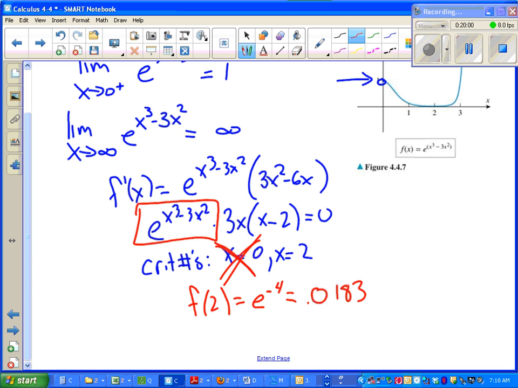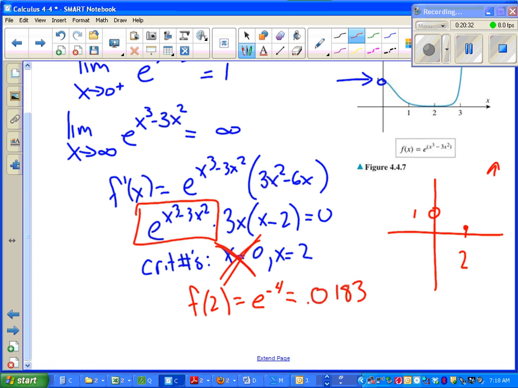And I plug in my x equals 2. I get 0.0183. Going back to what I know about this graph, I have an open circle at 1 and an up arrow on the right. I just found out that at x equals 2, I get a number smaller than 1 on my graph. Therefore, since that's the only other place where we found a critical number, this must be an absolute minimum.